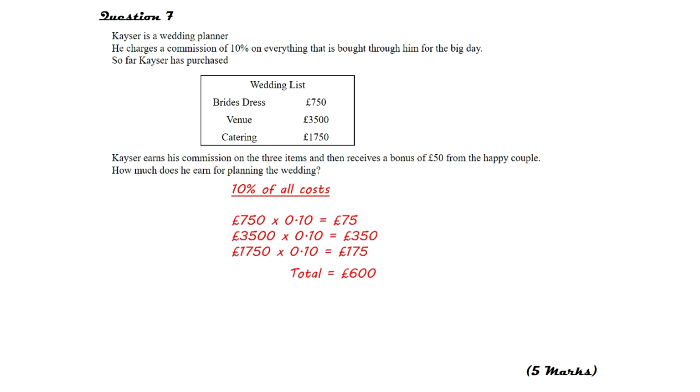because there's another little tweak to this question. He gets a bonus of £50 from the happy couple, which I'm going to add on at the very end. So his total pay for this is £650.